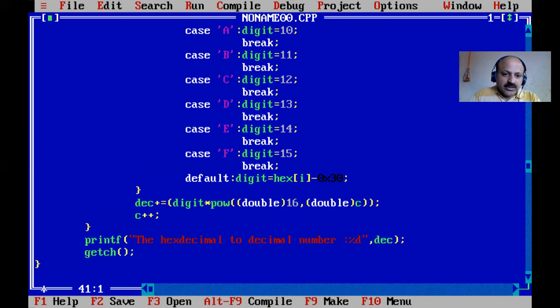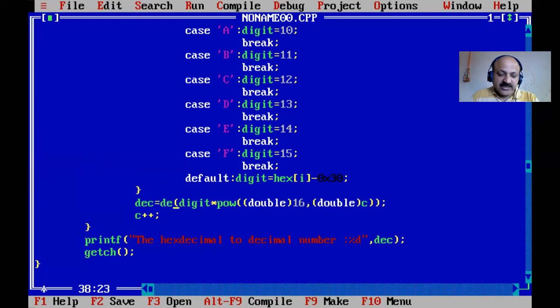Now all is well. Let us check whether any parenthesis is remaining. Here is the typecasting, and here is the power function; the power function starts here and completes here, and these are all our parentheses. Multiply and assign: here plus equal, that is the full form.